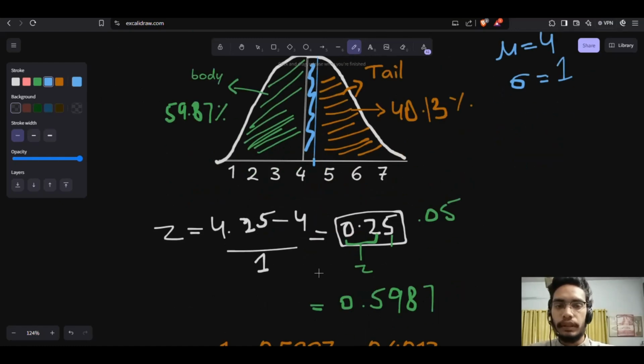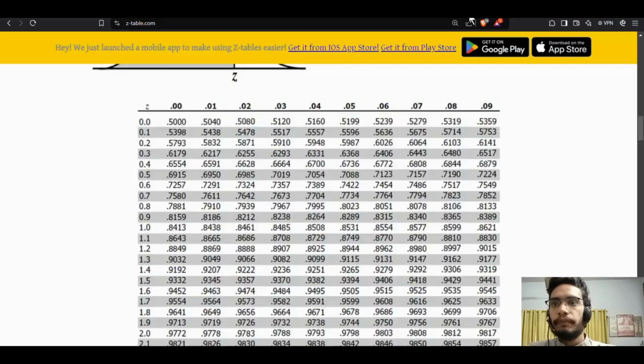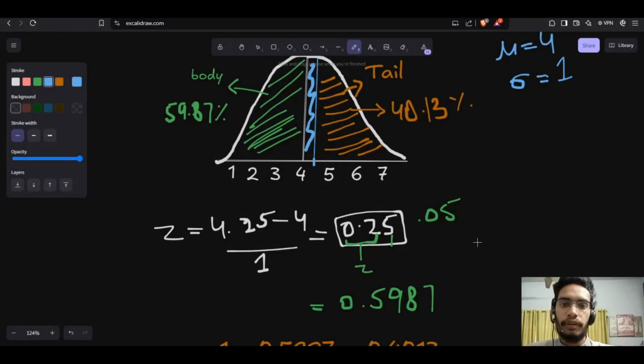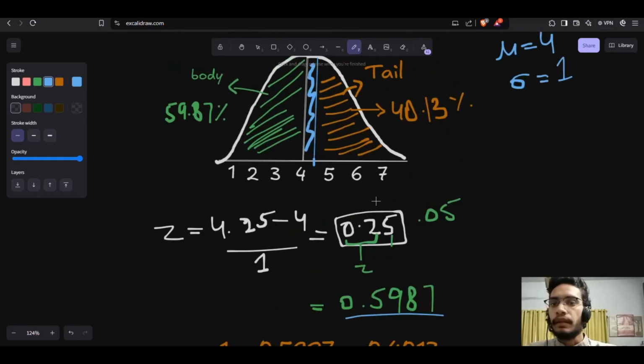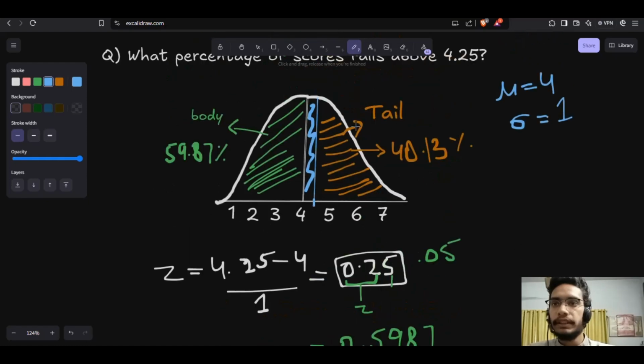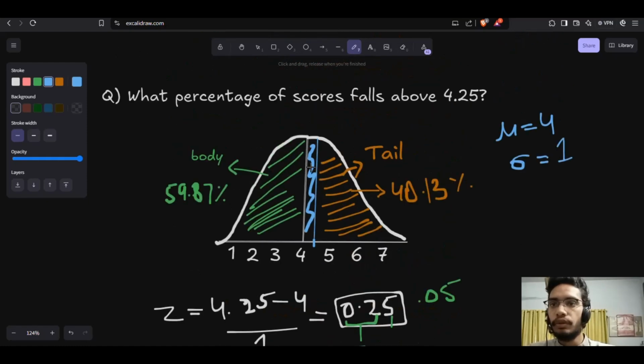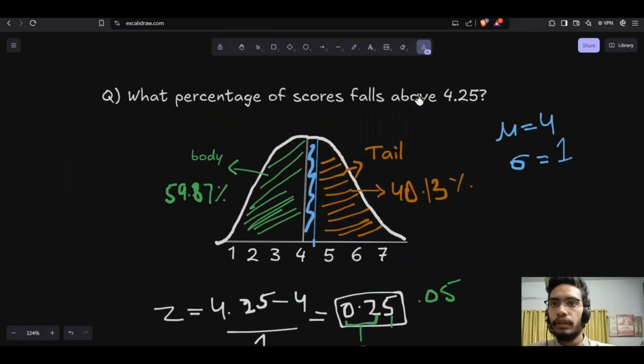The thing is simple. First, you need to calculate the z-score. You got 0.25, and again you check the z-score table here: 0.25 gives 0.5987. We subtracted till here, so just ignore this one. You got 0.5987. Now what do you have to do? This 0.5987 represents all of the values, including this region also.